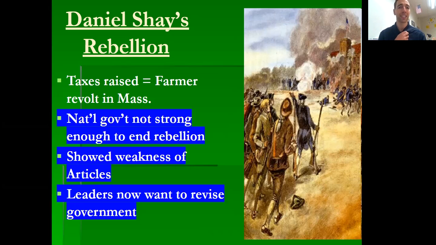Why do we burn the courthouses? It's where all the records are. If they don't have records of who owes what, then we can get off scot-free. Now, the state government is not going to be strong enough to put this down.